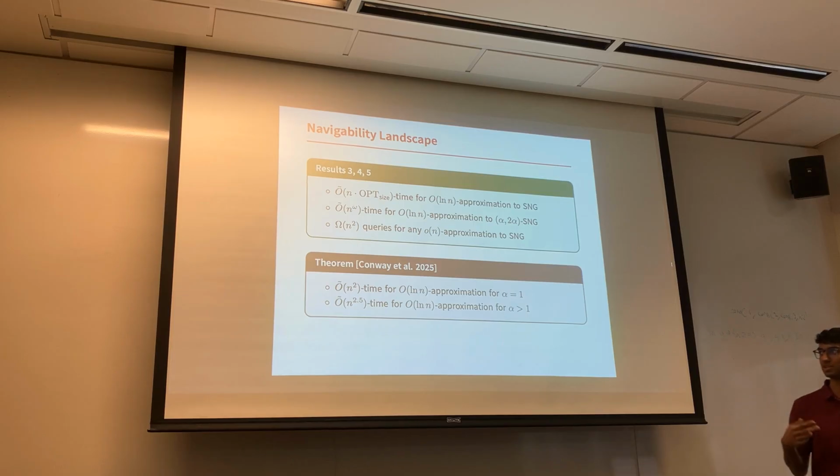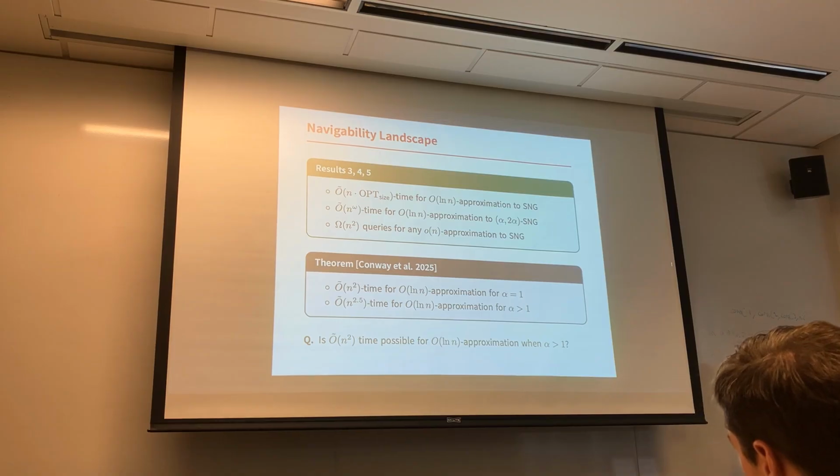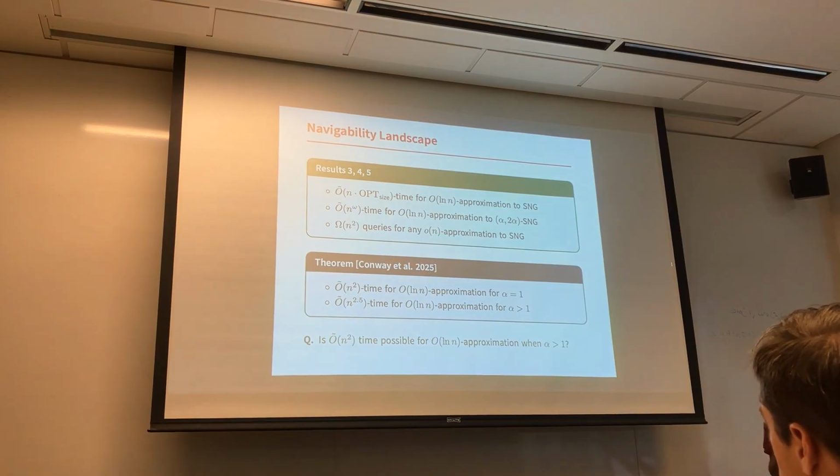And so there's a few interesting open questions here. I think the one that might be most interesting and directly follows from these papers is, can we get a quadratic time algorithm for a log n approximation for the case of alpha more than 1? Either in the normal notion of approximation or this bi-criteria relaxation that I talked about.